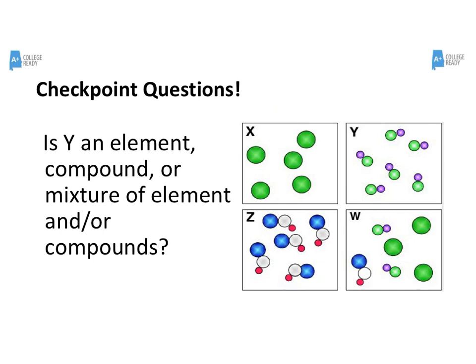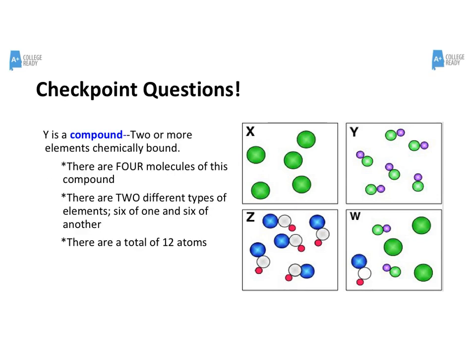Is Y an element, a compound, or a mixture of an element and or a compound? Y is a compound. You have 2 or more elements that are chemically bound together. There are 1, 2, 3, 4, 5, 6 molecules. This is wrong. Maybe 6 molecules of this compound in the box. For any one compound, I have 2 atoms in that compound of different types. So I have a total of 12 atoms in this box.